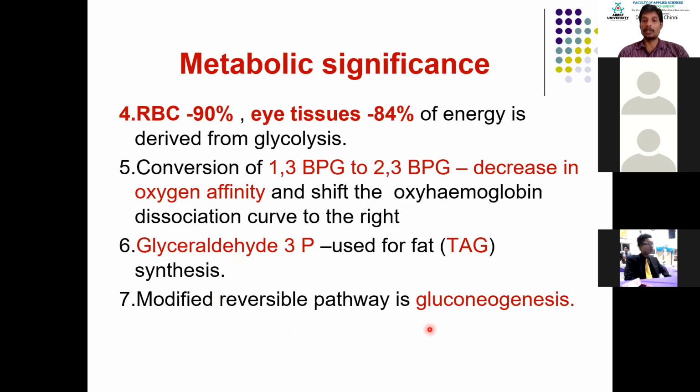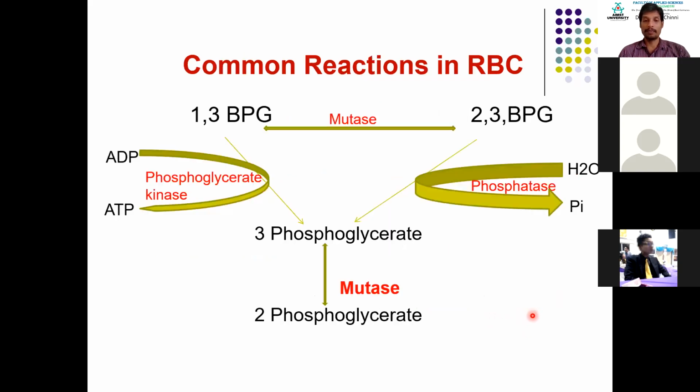The modified reversible pathway is called gluconeogenesis, which we will see in the next class. That means glycolysis produces pyruvate from glucose, and the reverse of it, pyruvate or lactate to glucose, we call gluconeogenesis. This needs to be undertaken when the cells do not have sufficient glucose as an energy source. In detail we will try to understand it in one of the classes.